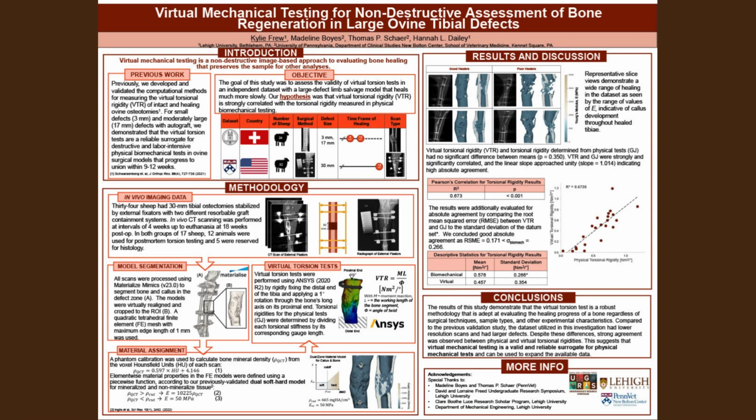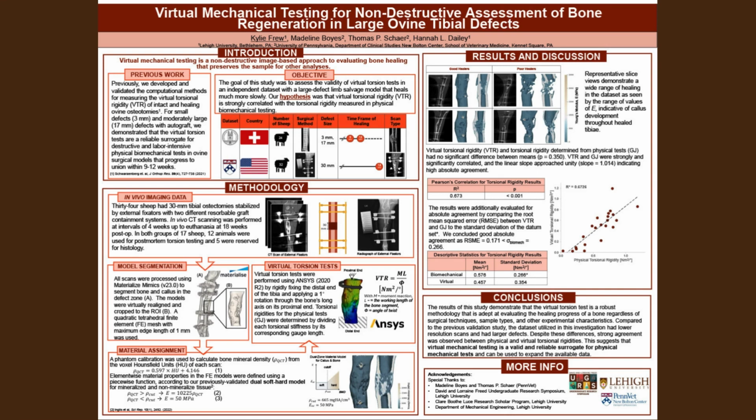This is performed first by doing a calibration using a phantom, which basically allows us to understand how the pixels from the CT scans correlate to the actual density of bone. After this was calibrated using the phantom to get what we call Hounsfield units, which is that pixel intensity, we then used a previously validated material model that accounts for both the soft and hard bone within the defect area. This material model assigned specific material properties based on a piecewise function to each element in the finite element mesh. After this assignment was performed, virtual torsion tests were performed in ANSYS.